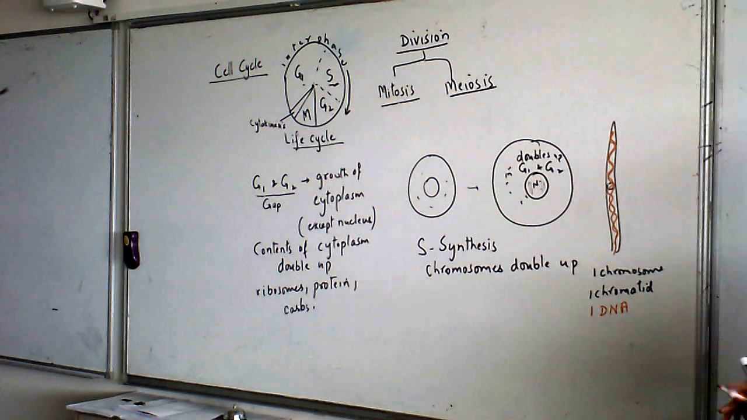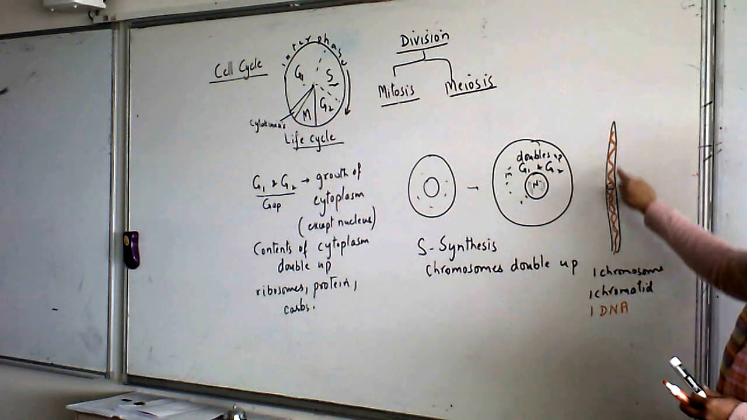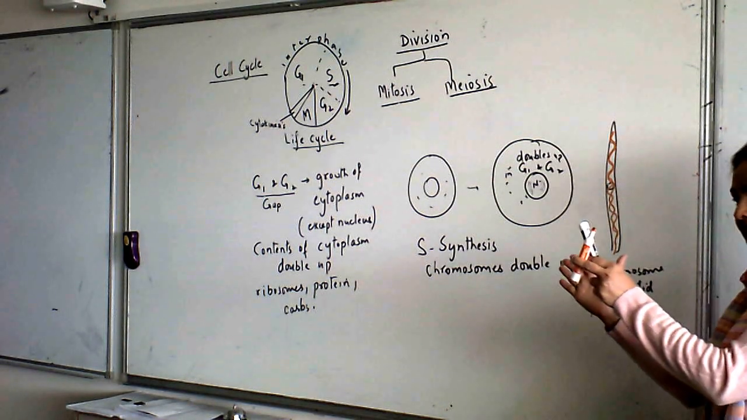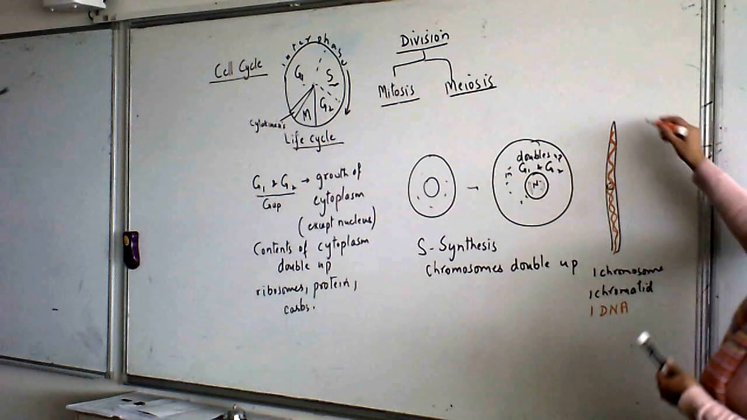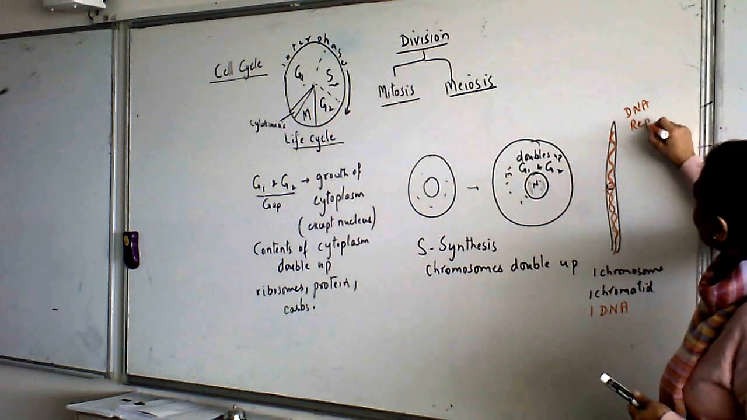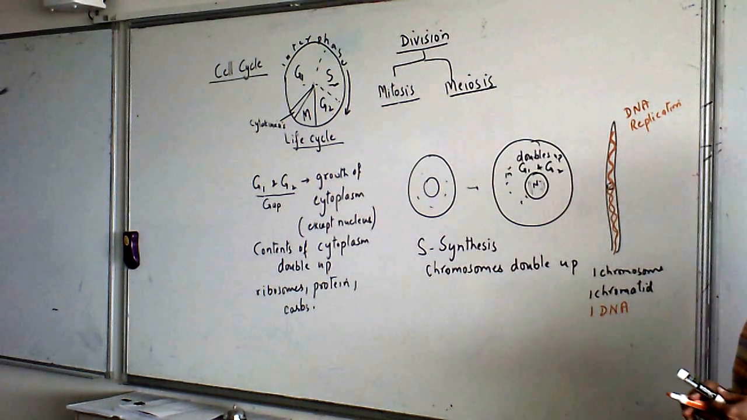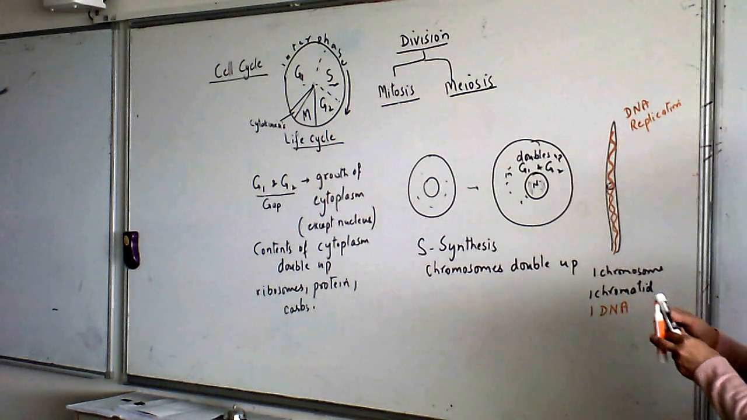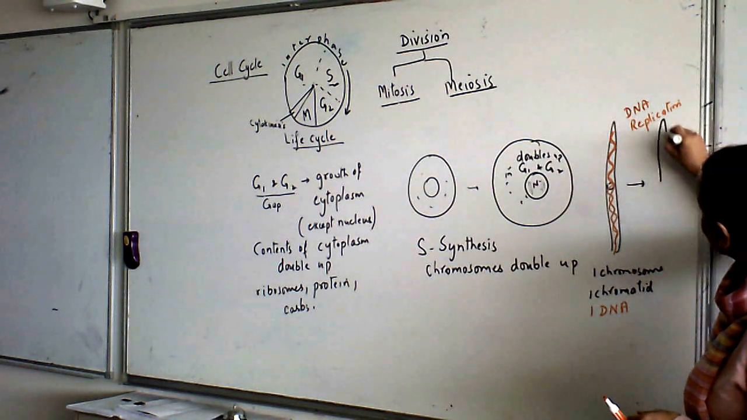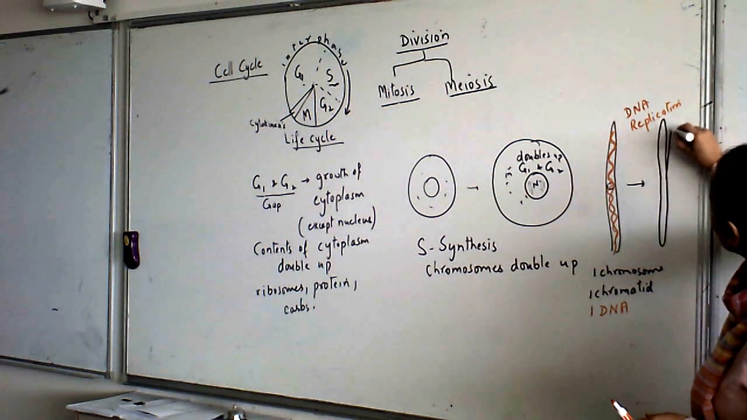Okay? So what happens to this chromosome during the S phase? DNA replication. Means the DNA makes a copy of itself, through the process called DNA replication. Replication means it makes a replica of itself. It makes a copy of itself. So when DNA copies itself, this chromosome starts looking like this. So this is its original, and it makes another copy of itself.